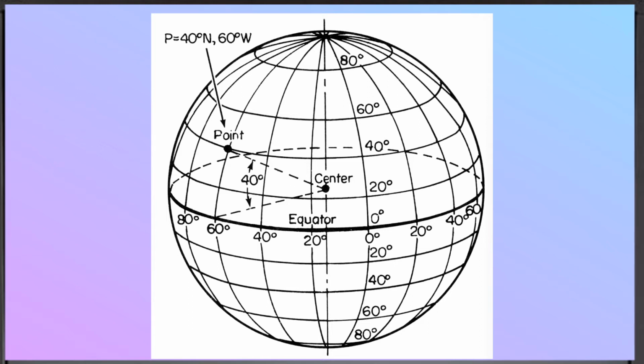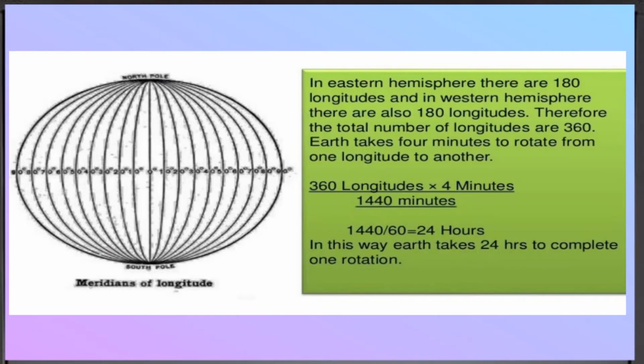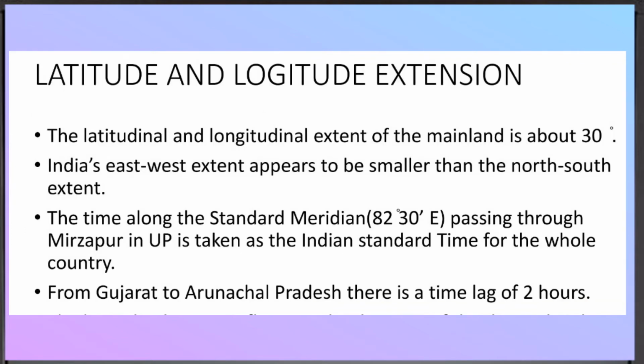So let us again concentrate on the longitudes. How does longitude help us to locate the time? There are 360 degrees of longitude marked on a globe. You know, children, the sun takes only 4 minutes to cross 1 degree of longitude. When 1 degree of longitude is crossed in 4 minutes, then 30 degrees of longitude can be crossed in how many minutes? That is 120 minutes. 120 minutes means how many hours? It is 2 hours.